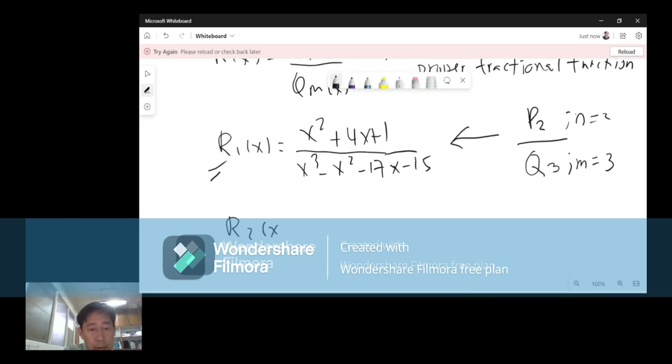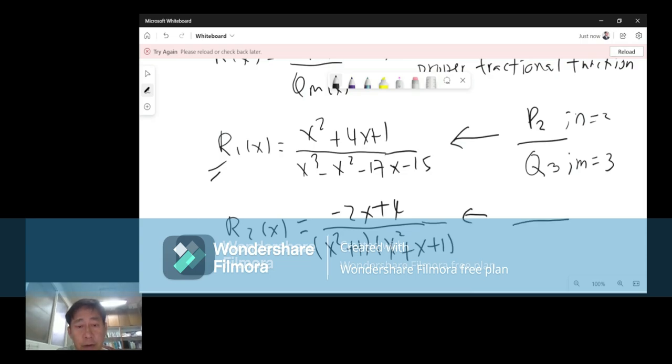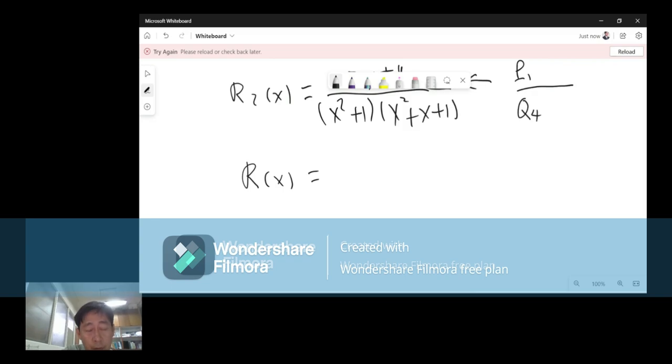Another example is minus 2x plus 4 divided by x squared plus 1, x squared plus x plus 1. The fractional function is made up of a polynomial of order 1, whereas downstairs is a polynomial of order 4. Here is another example of a proper fractional function. Given a rational function of the form Pn and Qm, the integration of the proper rational functions can be obtained by using the method of partial fraction.